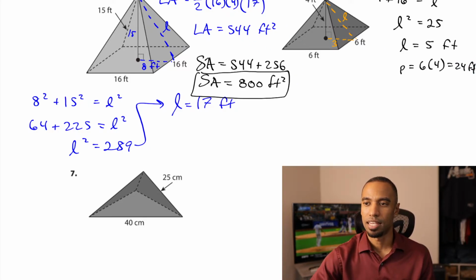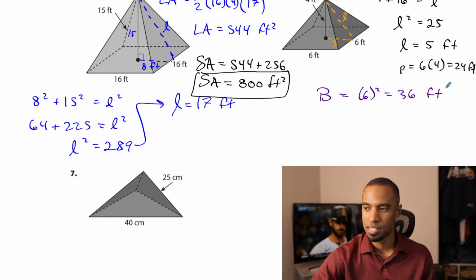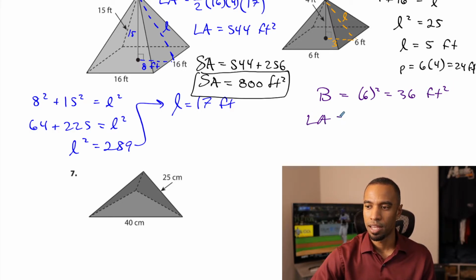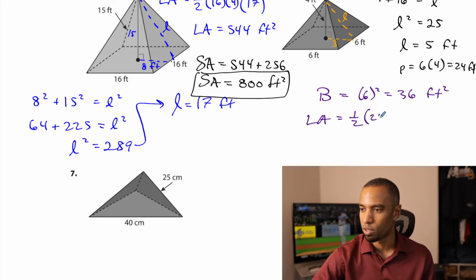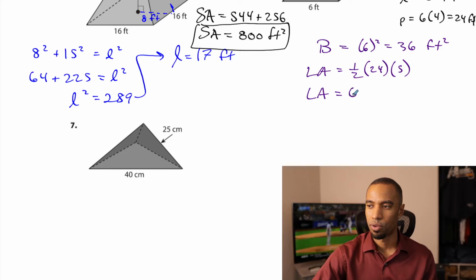All right, let's get the area of your base. That's going to be 6 times 6, 6 squared, which is 36 square feet. Your lateral area is 1/2 your perimeter of your base, 24, times your slant height, which is 5. Half of 24 is 12, times 5 is 60. So your lateral area is 60 square feet.